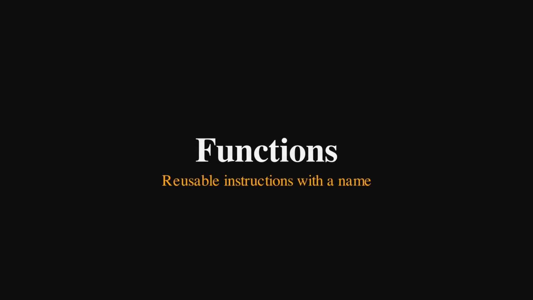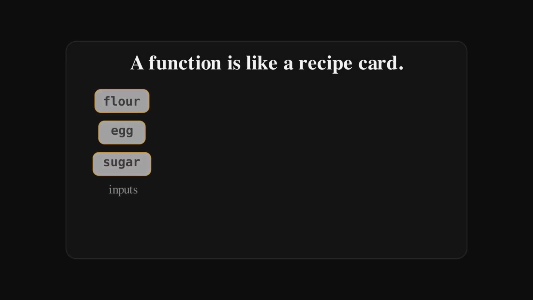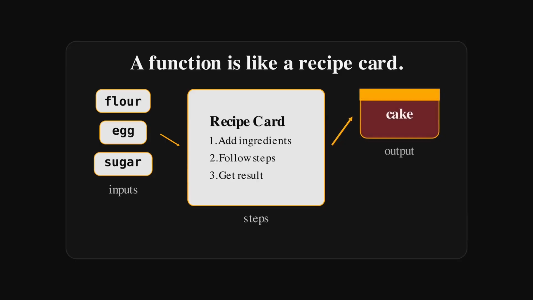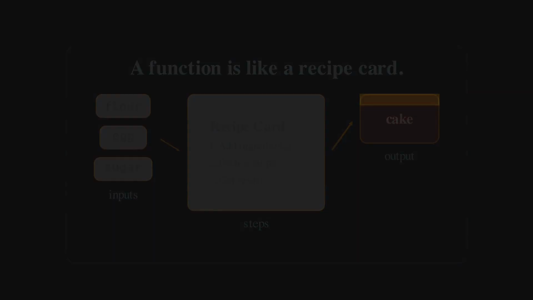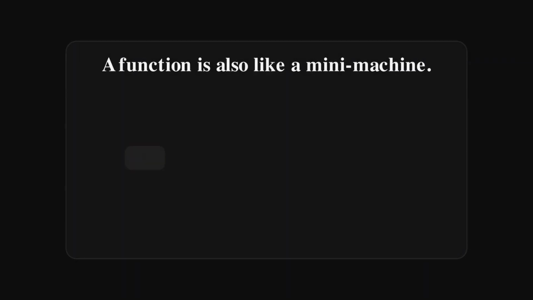In the last video, we learned about arrays and 2D arrays. Now, we're going to learn how to organize instructions into reusable blocks. These reusable blocks are called functions. A function is like a recipe card. A recipe takes ingredients, it follows steps, then it gives a result. A function works in a similar way. It can take inputs, follow instructions, and produce an output.